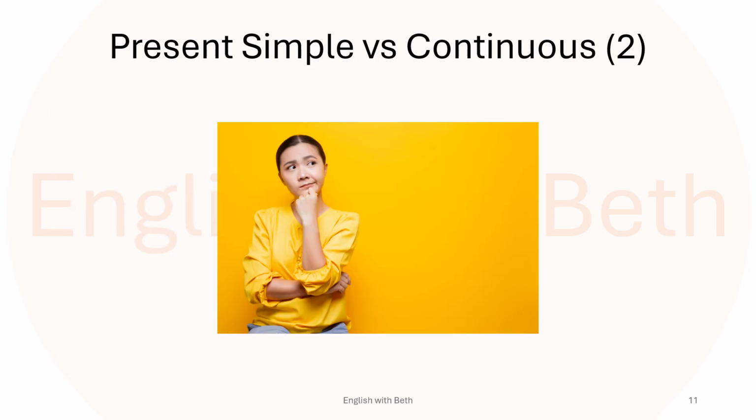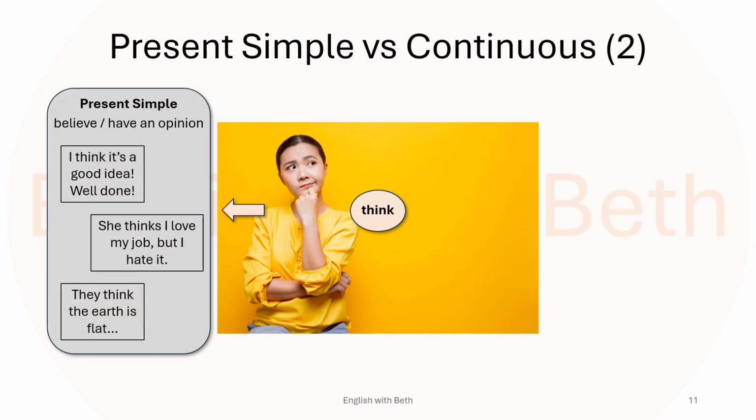Now let's look at the verb think. In English, think can have two meanings. First, it can mean to believe or have an opinion. For example, I think it's a good idea. Well done. She thinks I love my job, but I hate it. They think the earth is flat. These are all opinions or beliefs. So we have used here present simple for the verb think.